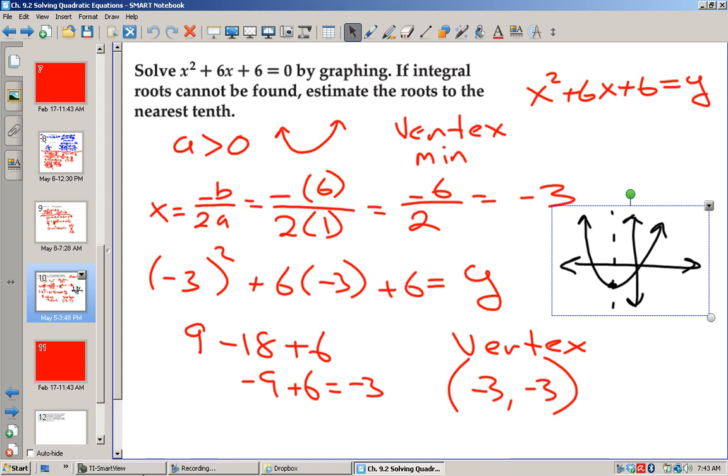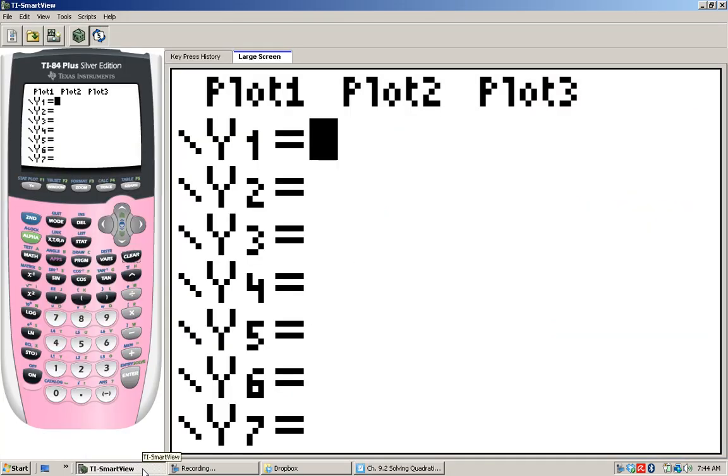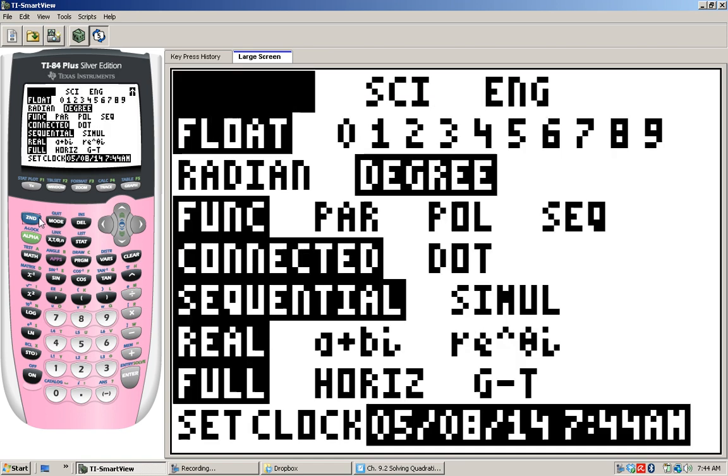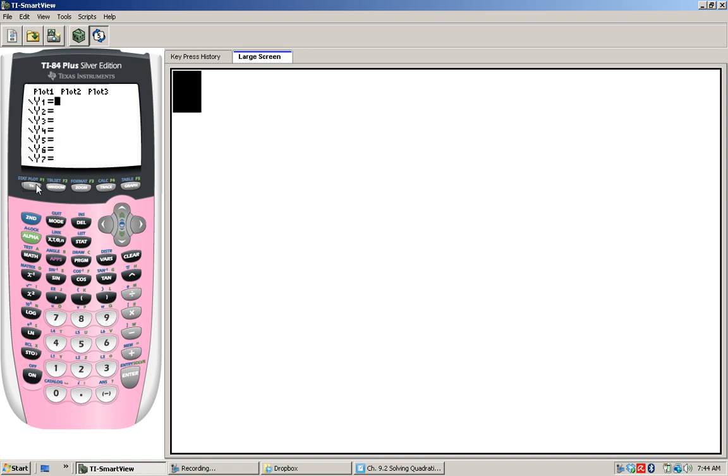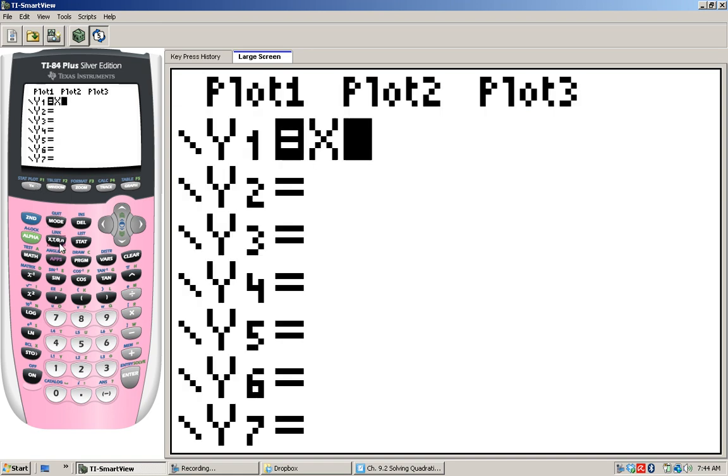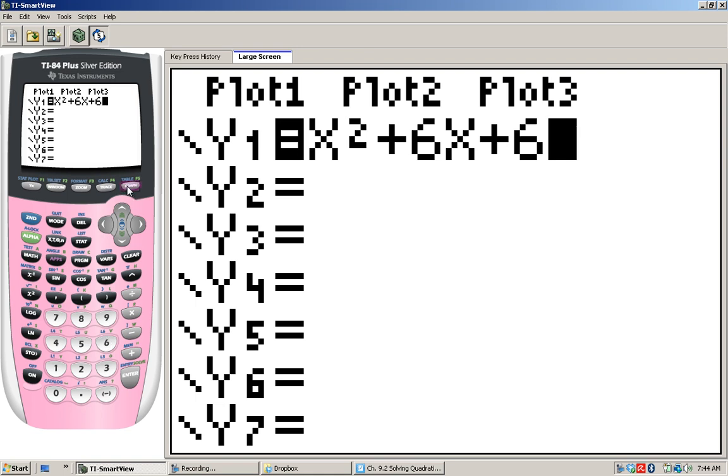And so we need to use our calculator, use the tools available to us, to figure out what these roots could possibly be. They're definitely not going to be integral roots because we can't factor them. Integral just tells you that they're not negative or positive whole numbers. So we're going to plug in the equation. We're going to click on y equals, and then put in x squared plus 6x plus 6, and then click graph.